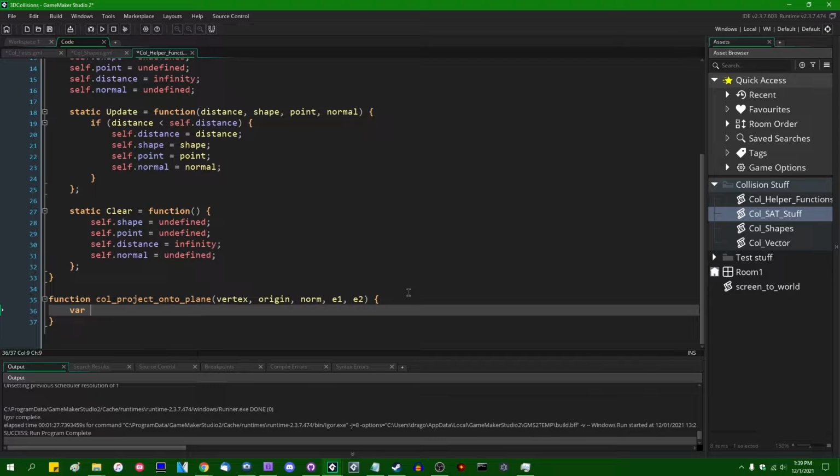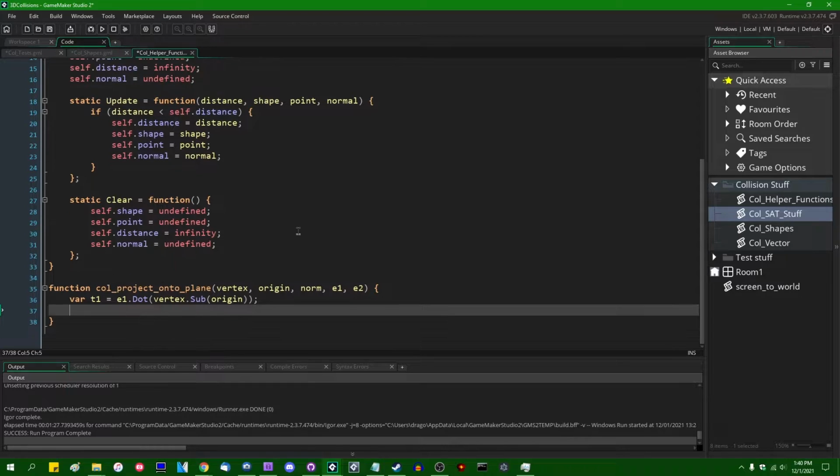First, I'm going to define var t1 is going to be, let's say, e1 edge1 dot against vertex dot sub the origin. The next line is going to be var t2 is going to be e2 dot, and it's going to be the same thing, subtracting the vertex from the origin. If you want to save a couple computer operations, you can do this once, save it to a variable. That's just a general rule for a lot of the code that I've written in this 3D collision series.